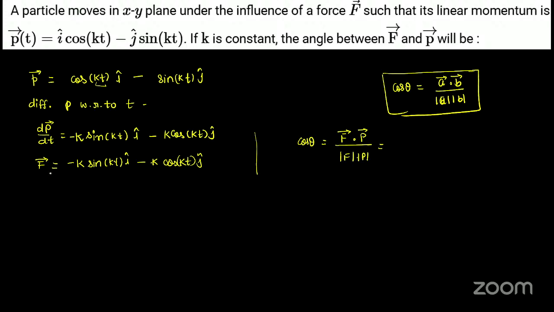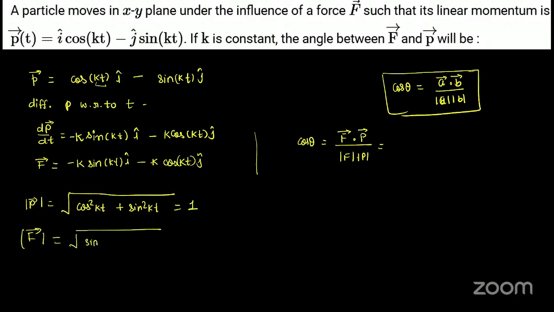Okay, let's first calculate the magnitudes. So the magnitude of p vector will be nothing but the square root of the component of i cap plus the component of j cap, squared individually. So cos square kt plus sin square kt. This will result as 1 because this is the identity: cos square theta plus sin square theta is equal to 1. Similarly, if you do it for f vector also, you will get the same result. This is sin square kt plus cos square kt. This is equal to 1.